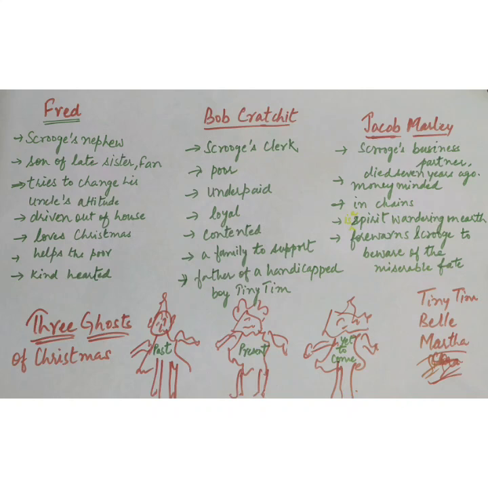Next character is Jacob Marley. Jacob Marley is the business partner of Scrooge before his death 7 years ago. He was also money-minded, his spirit doomed to wander through the world in chains as a penance and punishment. He appears before Scrooge to warn him to beware of that miserable fate. He also forewarns him of the three spirits that night to reform him.